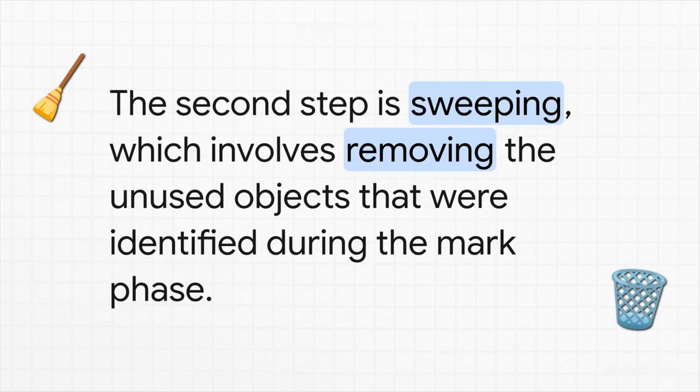Okay, so after marking all the important stuff, the next logical step is the sweep. This is exactly what it sounds like. The GC just goes through memory and gets rid of all those unmarked objects. Boom, they're gone. And all that memory they were using is now free again.